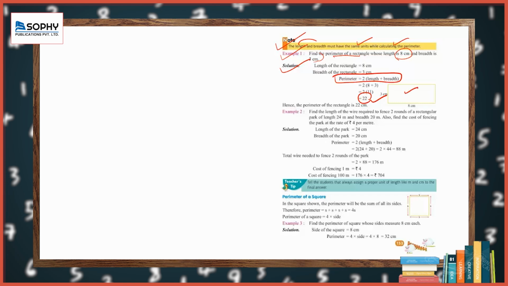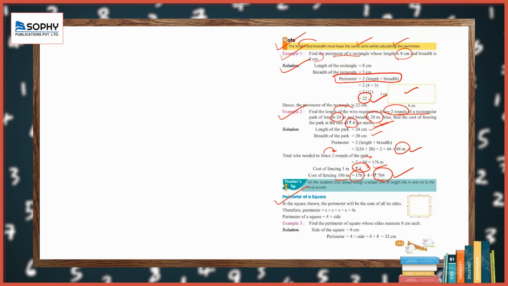The perimeter of the rectangle. In example number 2, we have to find the length of wire required to fence 2 rounds of a rectangular park of length 24 meter and breadth 20 meter. Also, we have to find the cost of fencing the park at a rate of rupees 4 per meter. So the length of the park is 24, breadth is 20, perimeter is 88 meter, and we have to fence 2 rounds, that means we will multiply it by 2, giving 176 meter. Cost of fencing 1 meter is 4 rupees. Cost of fencing 176 meter is, very good students, 704 rupees.